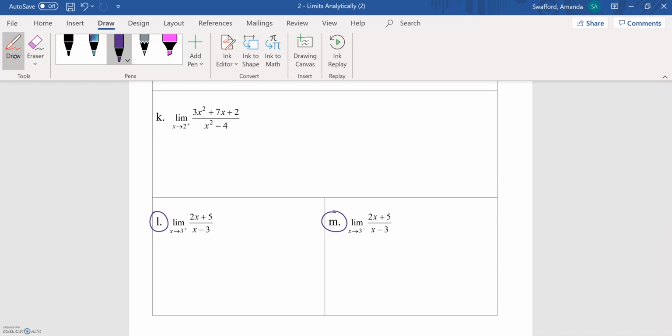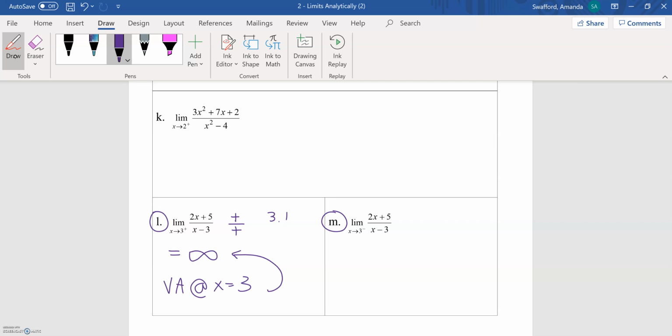Okay, so a number immediately to the right of 3 would be 3.1. So I'm going to plug 3.1 into the top. 2 times 3.1 plus 5, that's going to produce a positive value. And if I plug 3.1 into the bottom, I'm going to get another positive value. So I'm going to say this limit is infinity. I know there's a vertical asymptote at x equals 3 because I can't get that 0 out of the denominator. But since it's one-sided, I'm going to plug values in to get a more descriptive answer such as infinity.